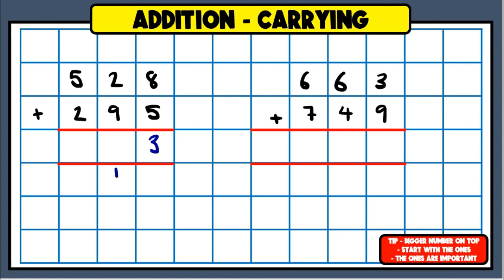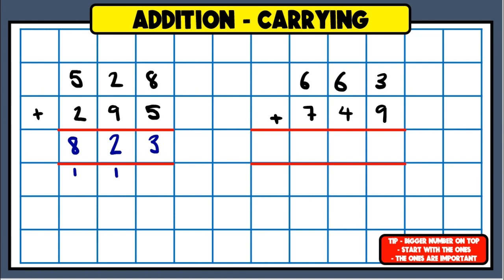Now we'll add that later on. 2 add 9 is 11. Add the 1, 12. Remember the ones are important. Put the 10 there. 5 and 2 is 7. Plus 1 is 8. So I've got 823. As you can see, I've been carrying, and the ones are at the bottom. Let's move to the next one now.